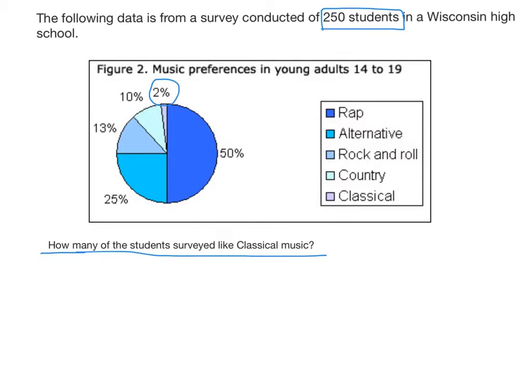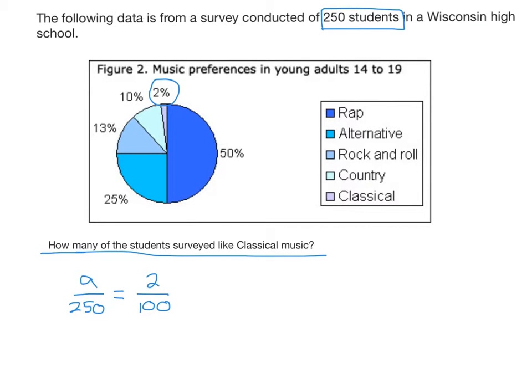So once again, I can set up a proportion or an equation to solve this. I know 250 total students were surveyed, so that goes in the denominator. My percent fraction is going to be 2 out of 100, because it's 2%. And I'm looking for the part here: the number of students that like classical music, which is a part of the total students surveyed.